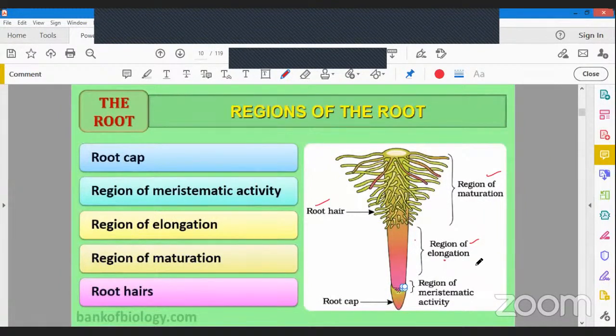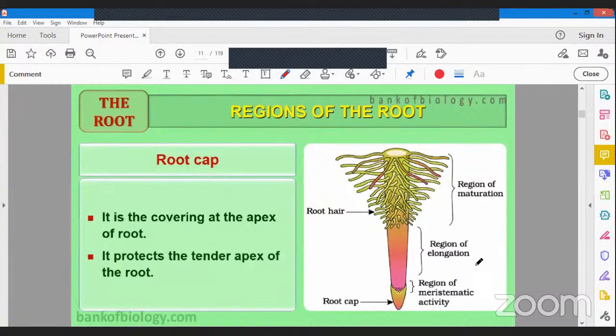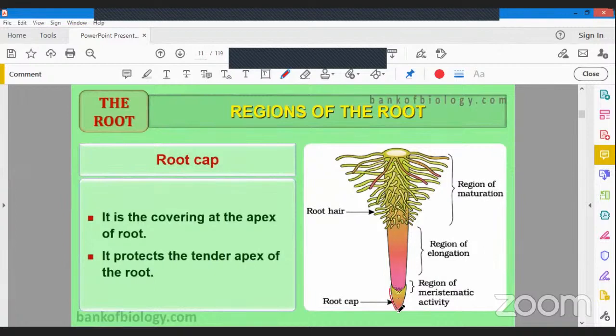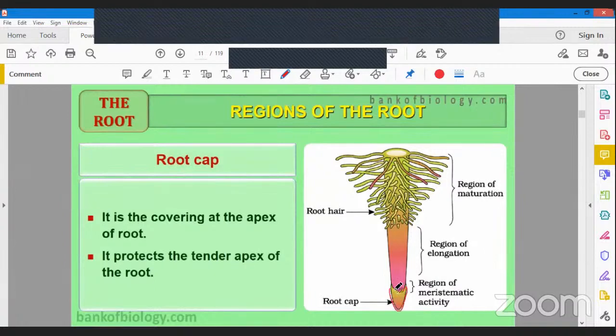Done. So next part, let's go. Root cap. The root cap is the lowermost part of the root. It is the covering at the apex of the root. Apex means tip. See here, it is covering this tip, right? This is the root cap region.